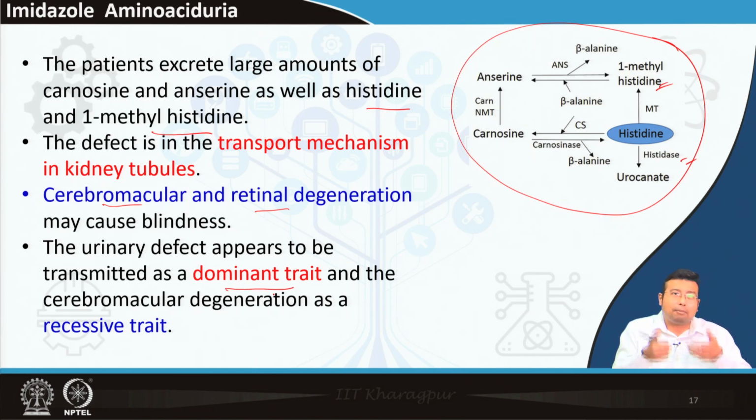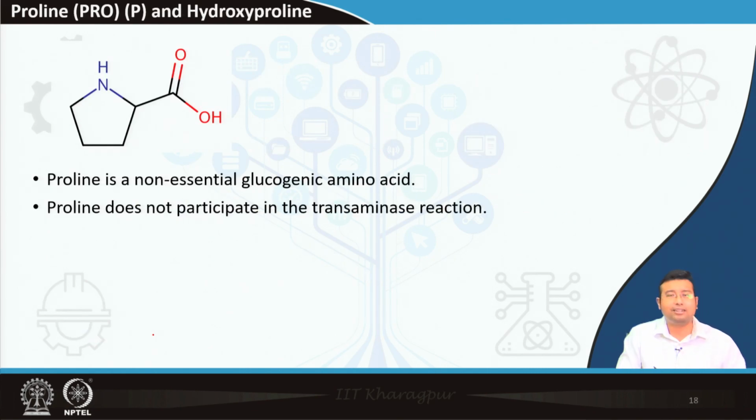So, excess amino acids may be excreted in urine, that is present in majority, but the cerebromacular degeneration is actually a recessive trait. So, it is beneficial in a way that even if the disease is present in most individuals, the dangerous symptom of blindness is present very rarely, right. So, remember, imidazole aminoaciduria, selective receptor defect or selective transport mechanism defect in which histidine, that is this imidazole amino acid, is excreted in urine, right. So, after histidine we now focus on to proline, right.